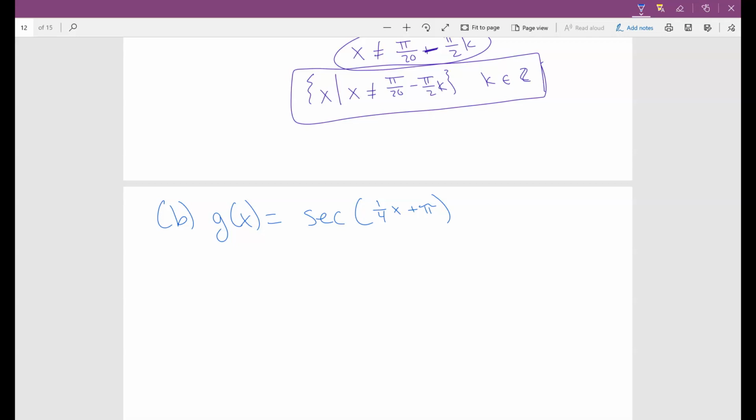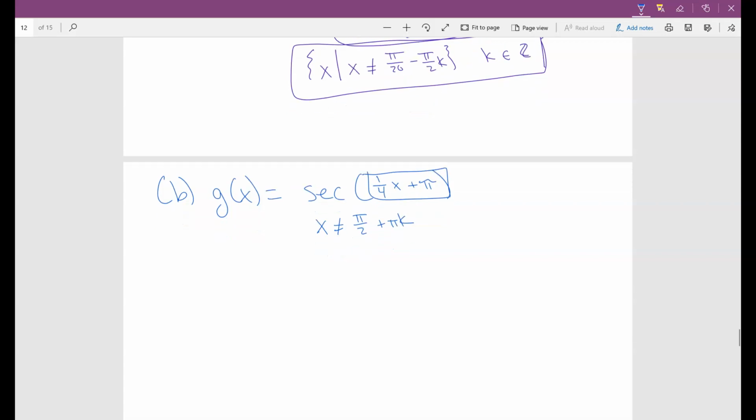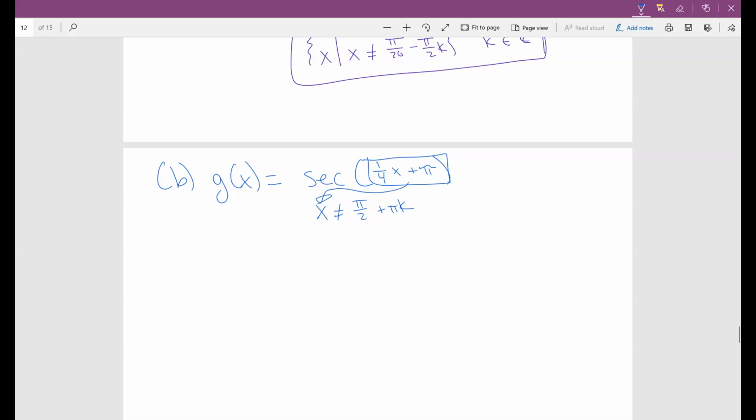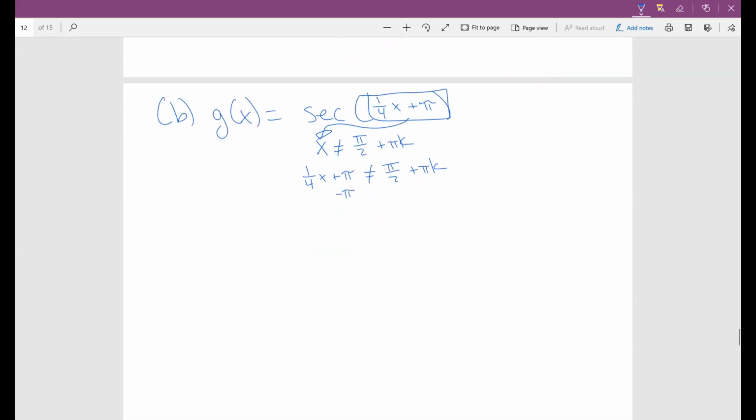Well, for secant, remember that we're only looking at the inside always. For secant, x is not equal to pi over 2 plus pi k. That's what we know. So we're going to plug the inside in here. We're going to have 1/4 x plus pi is not equal to pi over 2 plus pi k. First we're going to solve for x. So let's subtract the pi over. You're going to have 1/4 x is not equal to pi over 2 minus pi, which gives me negative pi over 2 plus pi k.